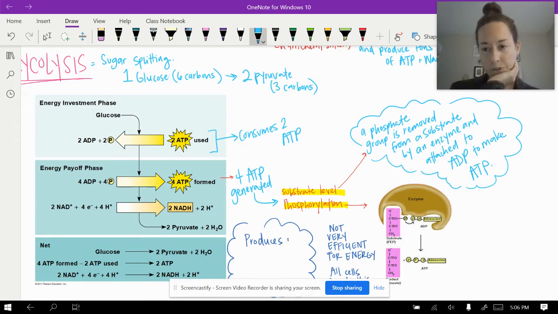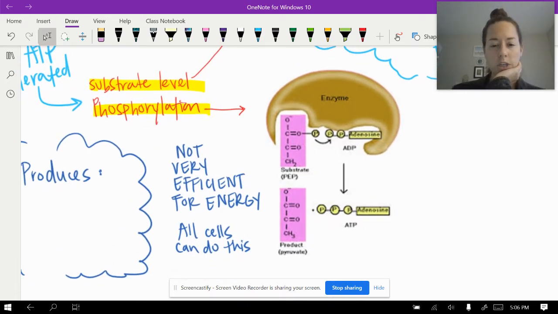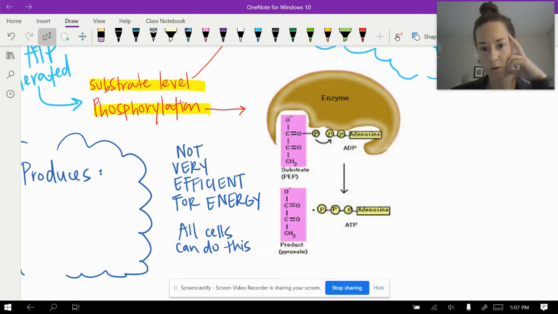And that's substrate level phosphorylation. The picture is showing that. So this one right here is showing that you have a substrate, which in this case is a sugar called PEP, which is an acronym. When the enzyme removes the phosphate from PEP and adds it onto ADP, the product that's formed is pyruvate. So that was the goal all along, is to make pyruvate from glucose. So now you have created ATP and you've created pyruvate. Those are the products of the enzyme.